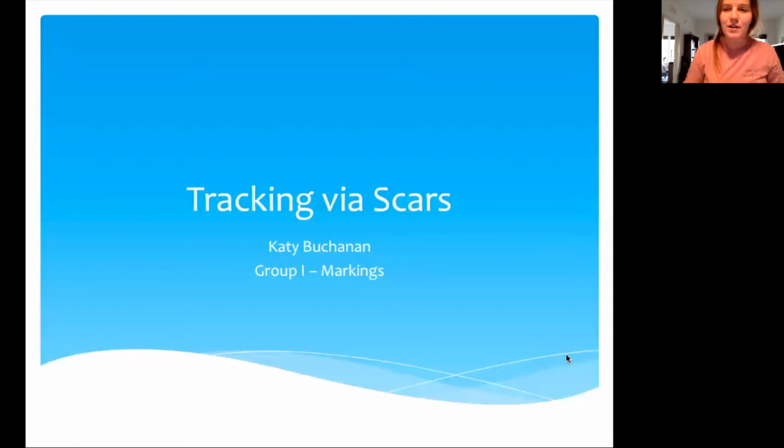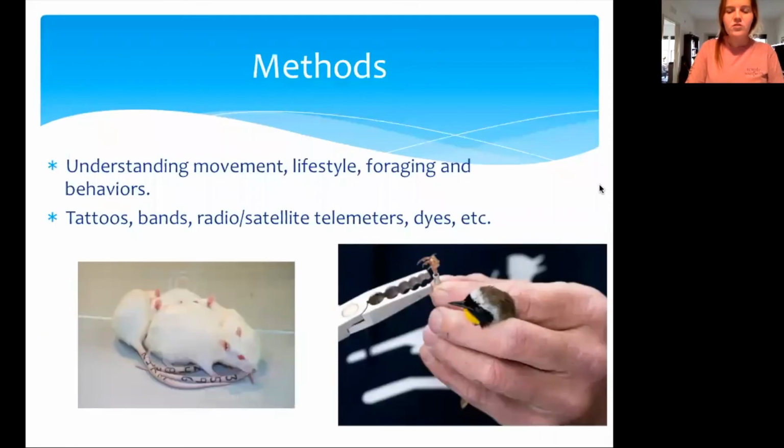Hi everyone, my name is Katie. We're going to be talking about marking and tracking these individuals through scars. So scientists have been using these types of markings for quite a while in terms of tattoos, dyes, telemeters, and satellite radio telemeters. And so like this bird here being banded, scientists have kind of unnaturally added something to the animal in order to recognize them in the wild.